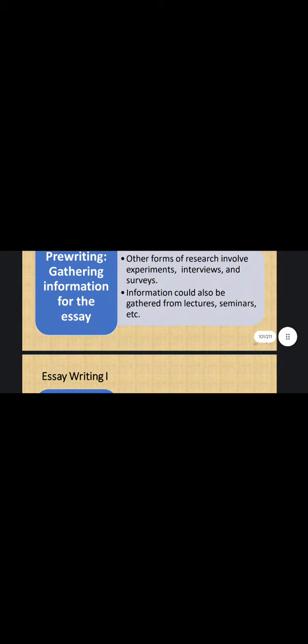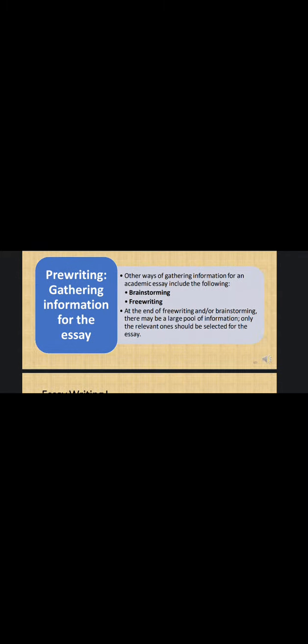So that is what brainstorming is. And you can use free writing. Free writing is you put your pen on the paper and any idea that comes into your mind, you just keep writing it without pausing. So when you are done, you edit them. You pick the necessary points out. So that is it. And other forms of research involve experiments, interviews, and surveys. And information could be gathered from lectures, seminars, and what have you. So I've also spoken about the brainstorming.